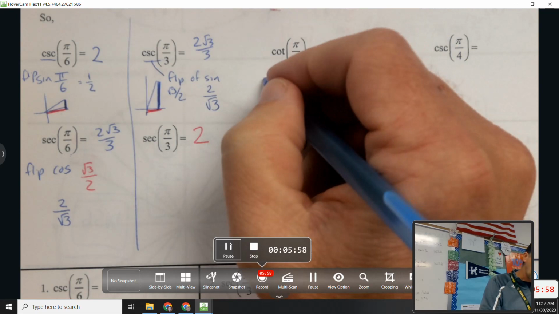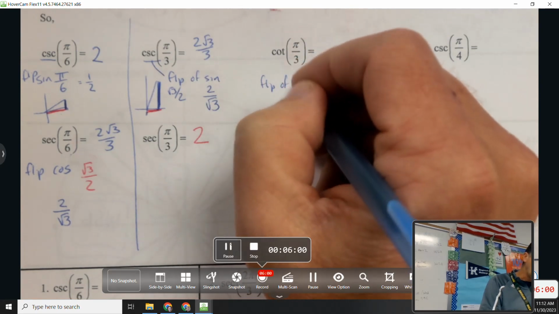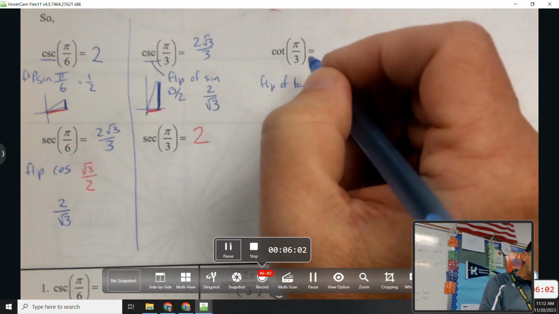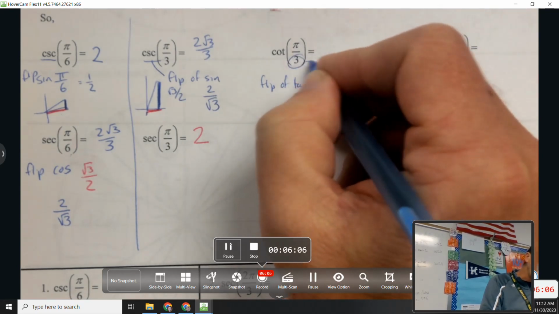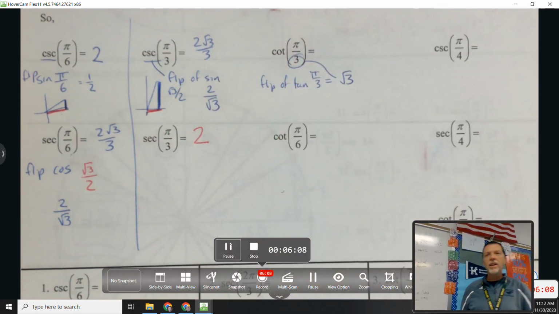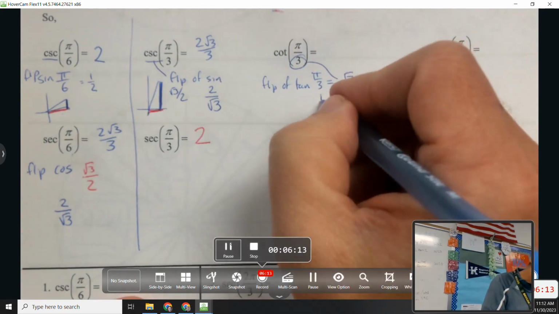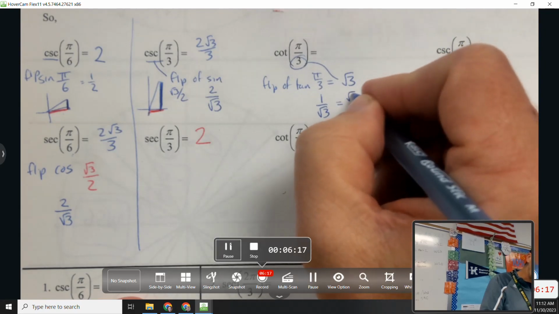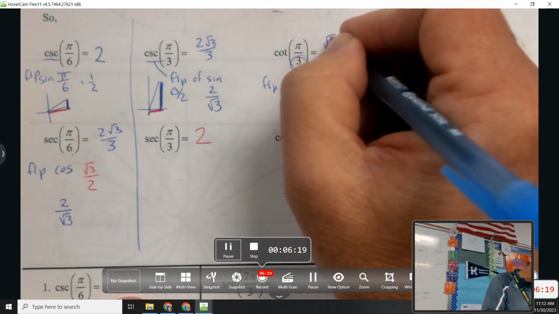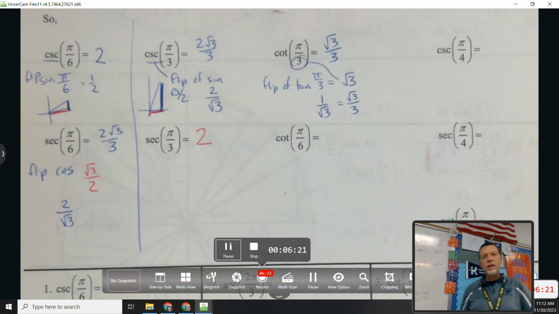Cotangent. Okay, that's the flip of tangent. The tangent 3 trick tells me that the tangent of pi over 3 is the square root of 3. But I need to flip that over to get to cotangent. And then multiply top and bottom by square root of 3. And I get root 3 over 3.